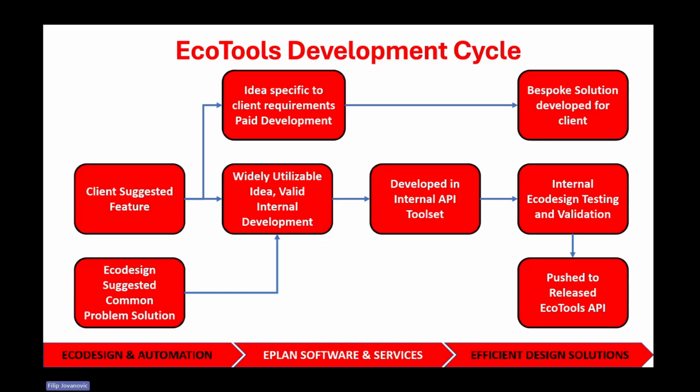However, if their request is a pretty good request, if it's widely utilizable, like if we see multiple people using it, then we would develop this free of charge, and we would put it under the internal API, and we will keep working on it. Then once we've tested it and we're happy with it, we will push it to the next EcoTools release version. So then everyone who has EcoTools will have access to that API feature. And then lastly, if we at Ecodesign come up with an idea, we'll also add it to the internal API as well.